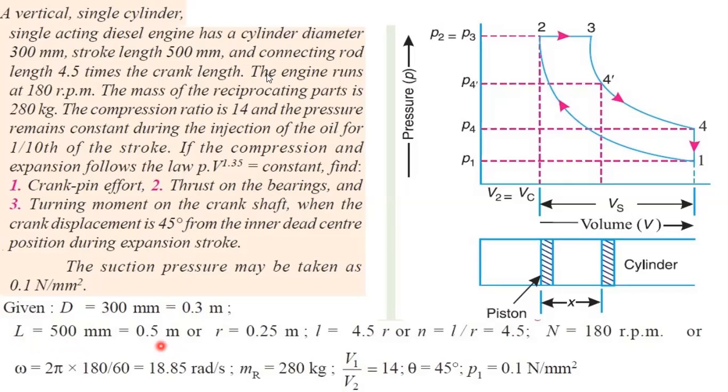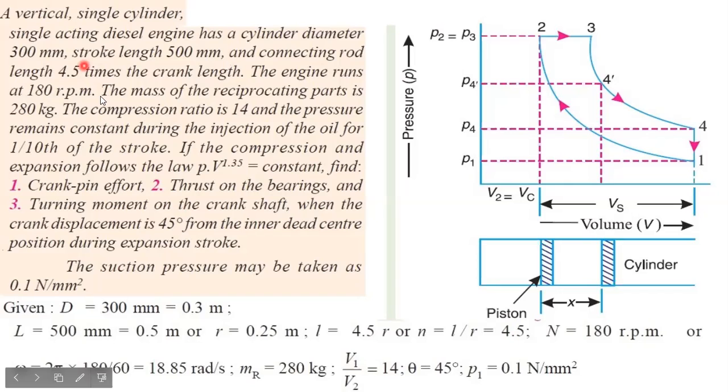The connecting rod length is 4.5 times the crank length. Let the connecting rod length be L, which is nothing but 4.5 times the crank radius. So L is equal to 4.5 R. R is the crank radius and L is the connecting rod length. And the engine runs at 180 rpm. So n is equal to 180 rpm. Convert into angular velocity: 2 pi n by 60, you will have a value of 18.85 radian per second.